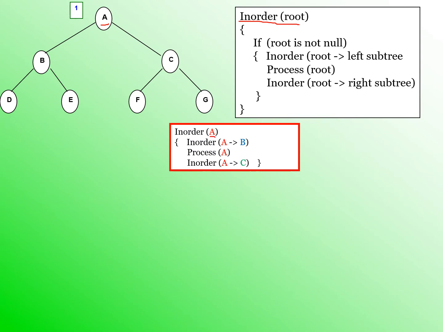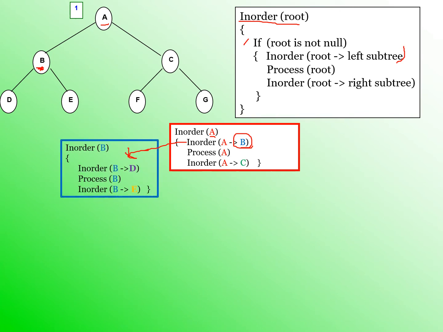Okay? So, first statement niya, if root is not null, so true, then in order root referencing to left subtree. So, in order A referencing to left subtree. So, left subtree natin ay B. Okay? So, ibig sabihin, tatawagin lang uli ang sarili niya. So, in order B. Okay? Now, again, babalik lang pa ulit tayo dito. So, in order root natin this time is B. Is B not null? So, true.